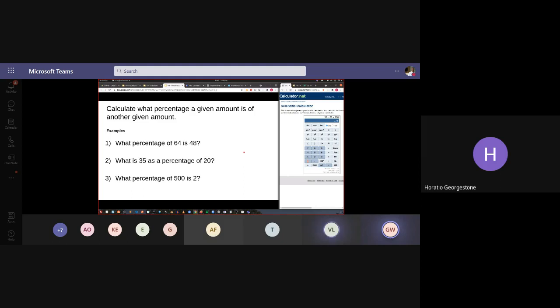I think in the notes I put 2 different ways of doing this, but we'll stick to this. But have a look in the notes if you want more of a discussion about different ways to do this. So what percentage of 500 is 2? So 2 over 500. Times 100 to make it into a percentage. And we get 0.4. Okay, so it's 0.4%.